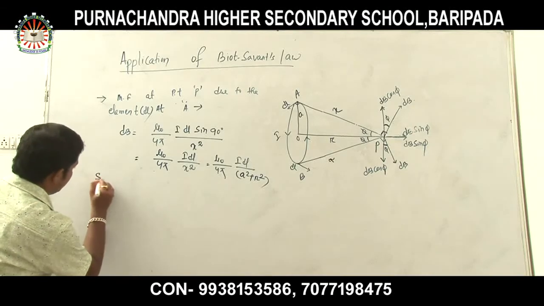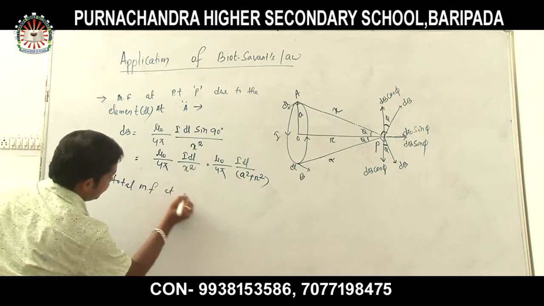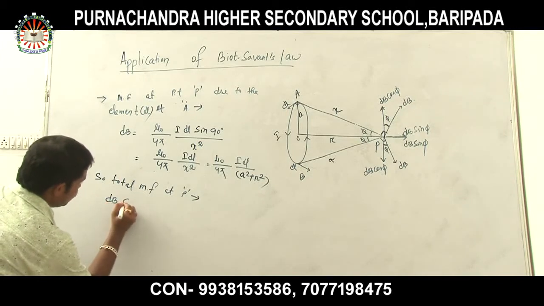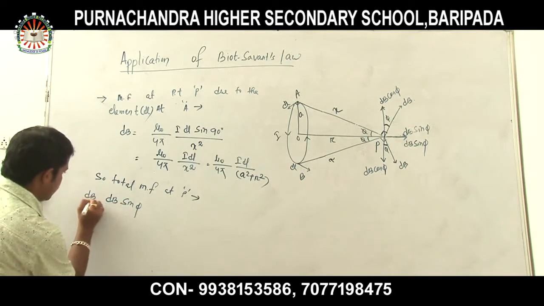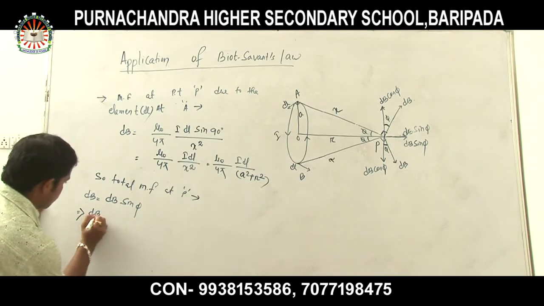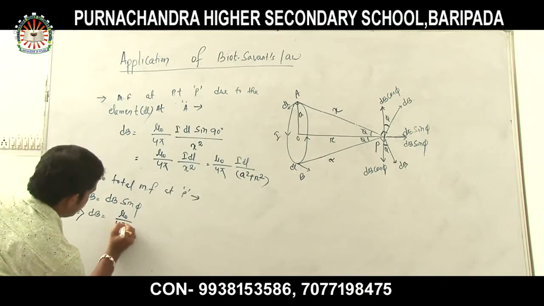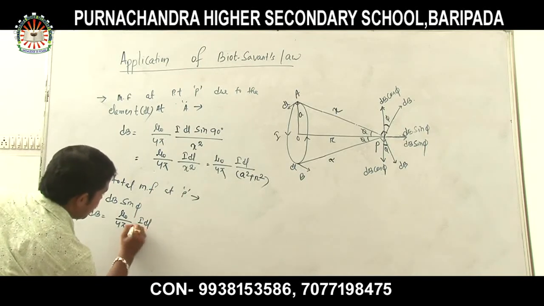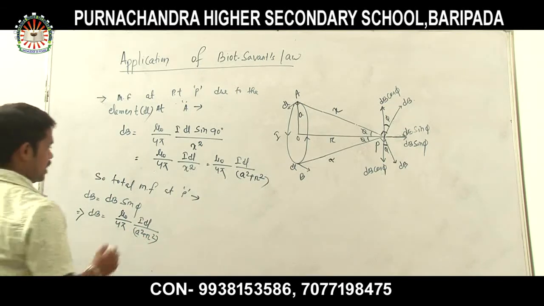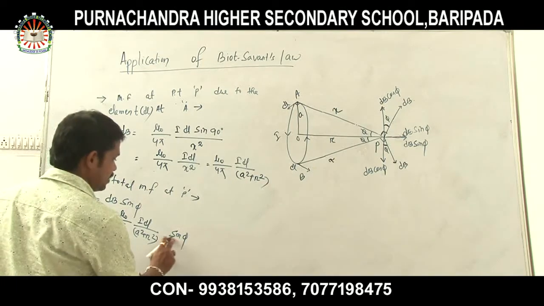Okay, so I have to write this down. Total magnetic field at point P, how much? dB sin phi. That implies dB is equal to, putting the value of dB here, mu 0 divided by 4 pi, I dl over a square plus r square, times sin phi. Clear all of you?